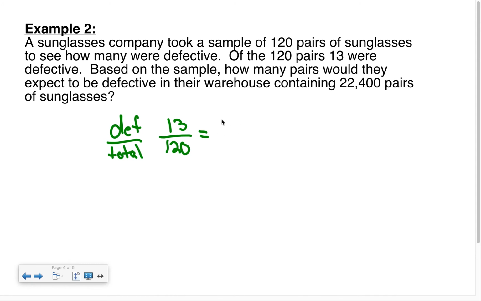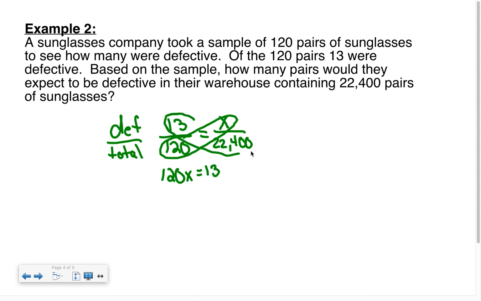Now we want to look at the population. We don't know how many are defective, but we know that there's 22,400 total pairs of sunglasses. Okay, we want to cross multiply. 120 times x, which is 120x, equals 13 times 22,400. So 120x equals 13 times 22,400, which gives us 291,200.